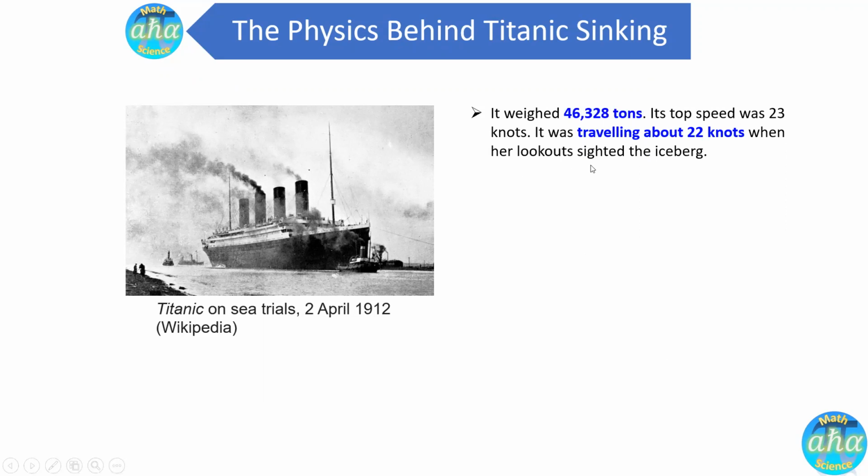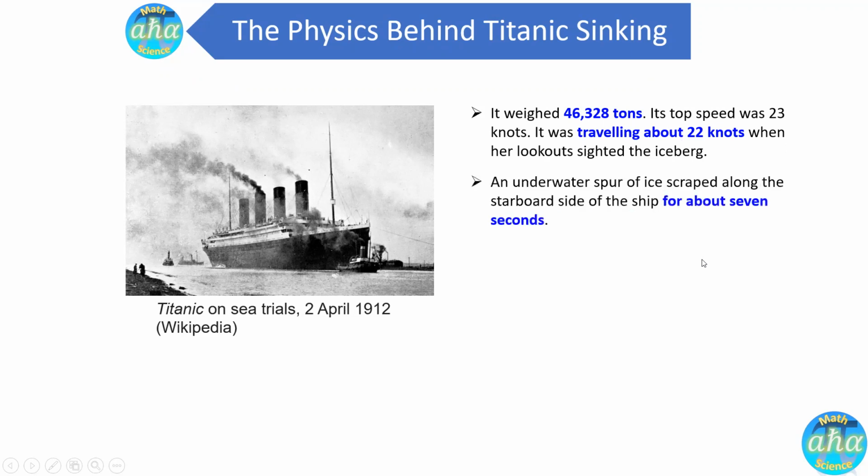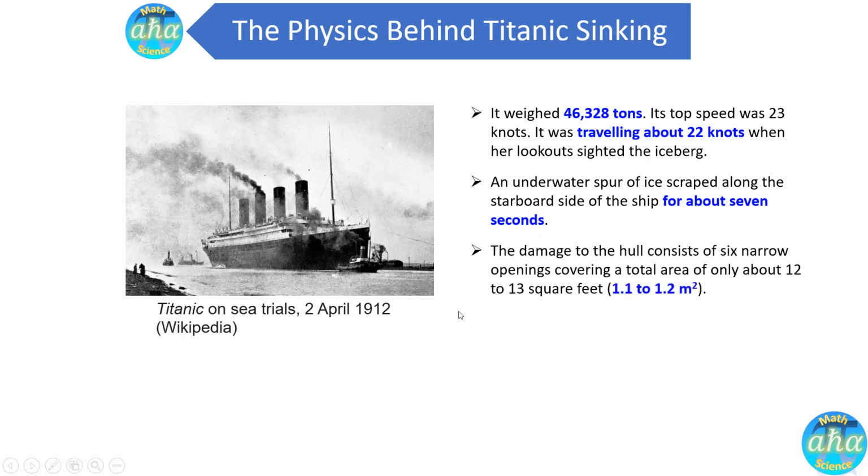When her lookouts sighted the iceberg, the ship was traveling about 22 knots, just a little below the top speed. Also, according to Wikipedia, an underwater spur of ice scraped along the starboard side of the ship for about 7 seconds. So these 7 seconds can be considered the time of the collision. Furthermore, the damage to the hull consists of 6 narrow openings covering a total area of only about 12 to 13 square feet, which is equivalent to 1.1 to 1.2 square meters.